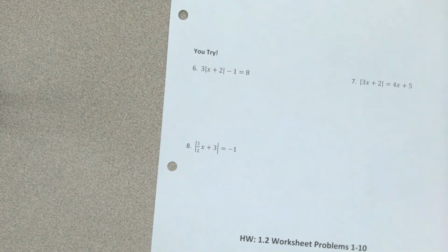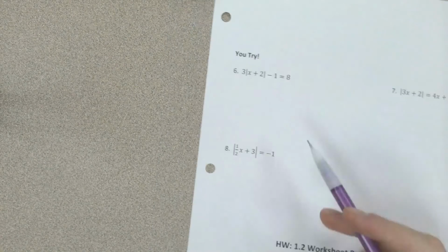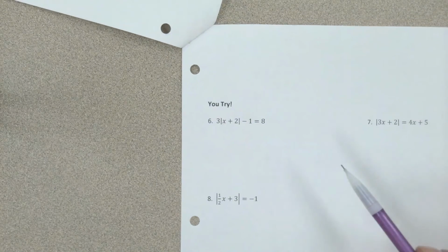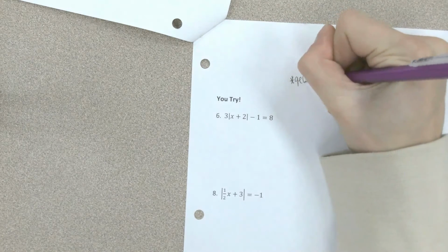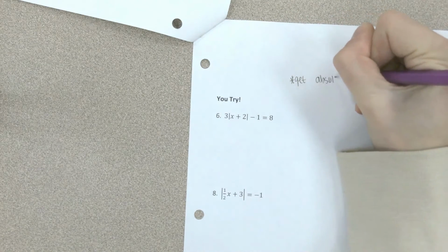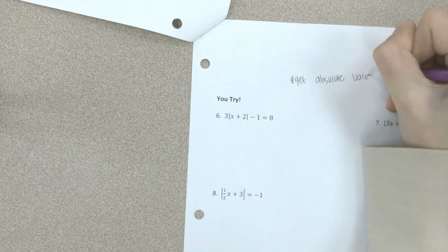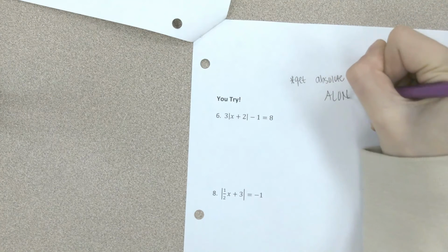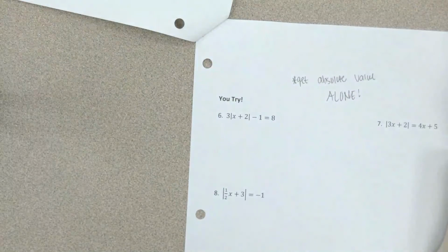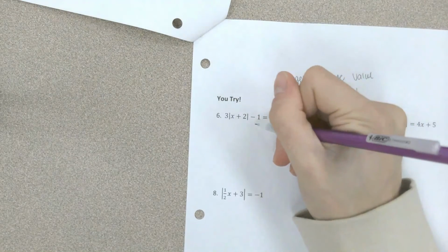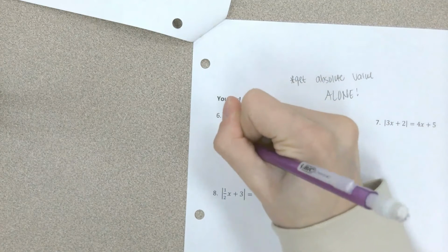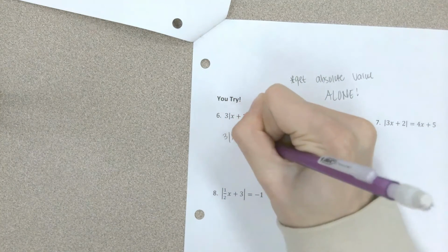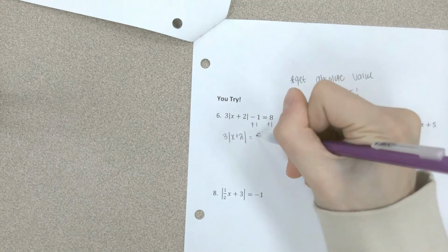Alright, so let's go ahead and look at number 6. Once again, what we want to do is get the absolute value alone, so that we can solve for what's inside. So my first step would be to add 1 to both sides. Everything else stays the same. 8 plus 1 is 9.